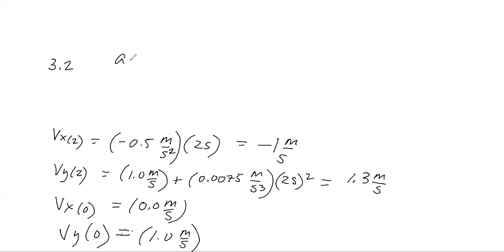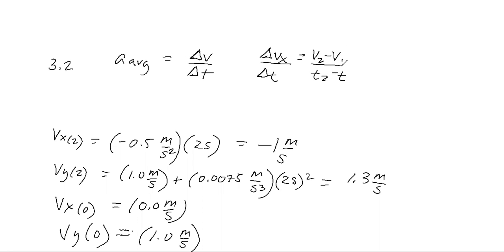A average is going to be equal to delta V over delta T. And we have two components here. So let's do the delta Vx over delta T, which is going to be equal to V2 minus V1 over T2 minus T1. Oh, that's not a vector, that's just the components. Let me be really correct about it.